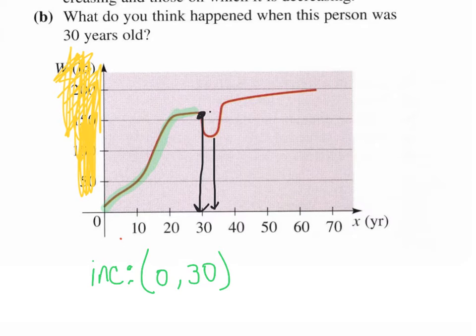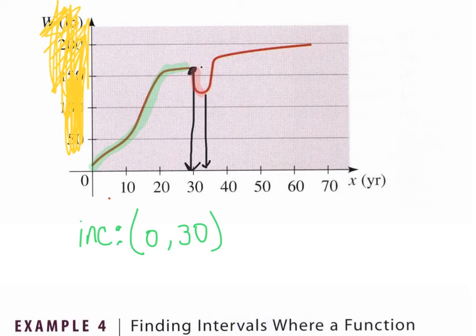Okay. Agreed? Okay, so now I'm going to look. And my graph does what? It decreases. So then I have a decrease from where on the x-axis to where on the x-axis? Say 30 to 35 about. That's fine.